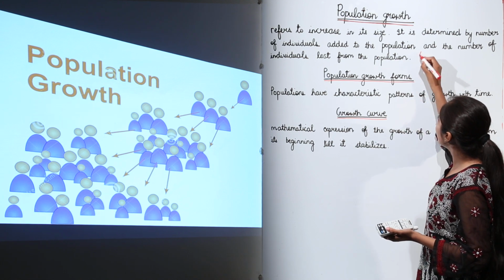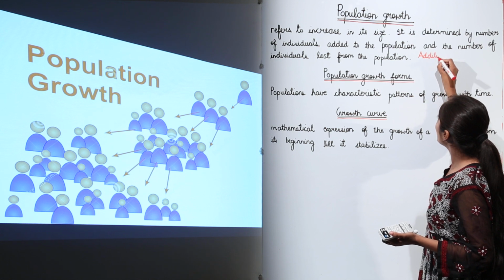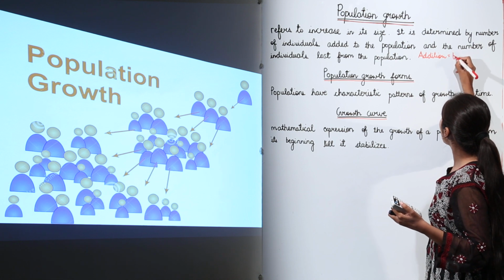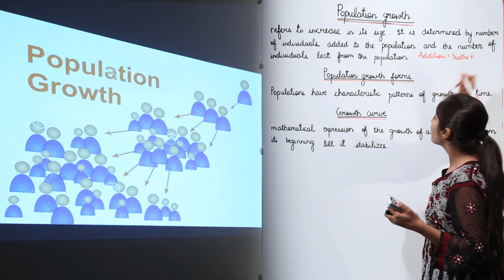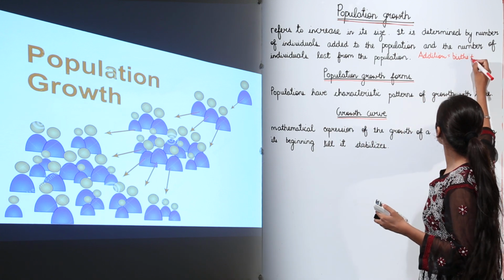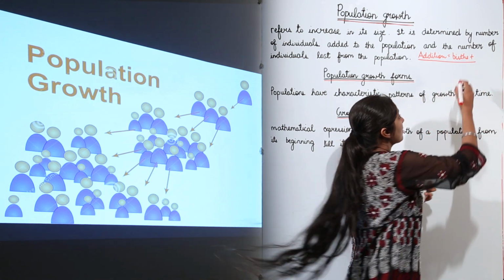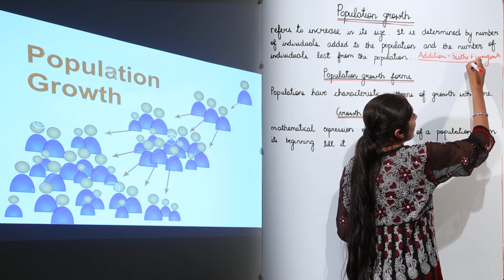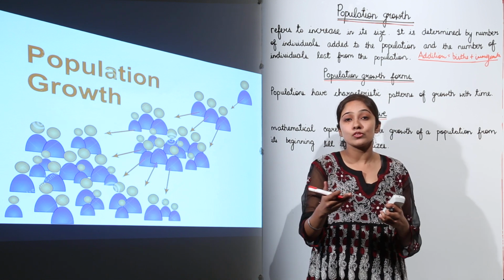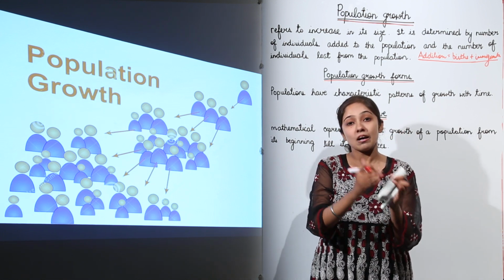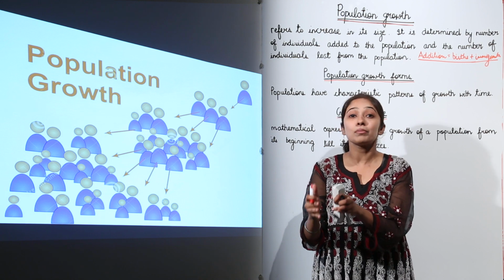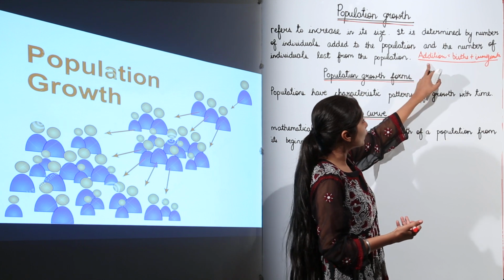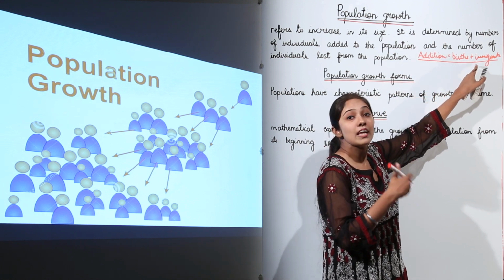And when we talk about the addition process, you can find out the addition of the number of individuals in terms of the number of births plus immigrants. Who are immigrants? Immigrants are the individuals who come or enter into a country or a region permanently. So you can find out the addition in terms of births plus immigrants.